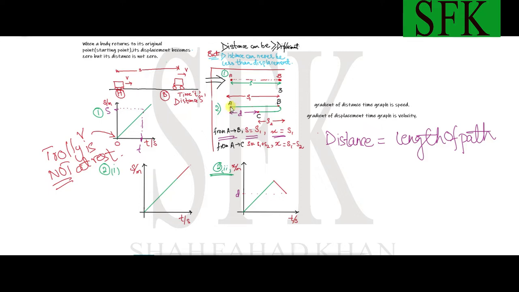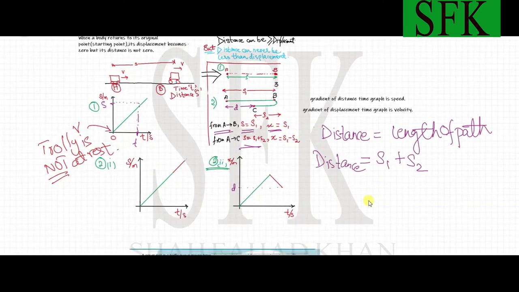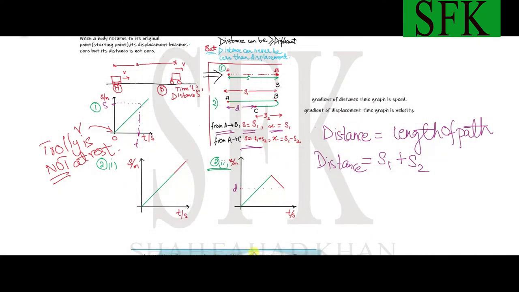So the path that it followed was from A to B first, so we'll take this length, A and B, which is S1, plus the path that was followed from B to C, which is S2. So this is the total distance that it covered: S1 plus S2. Now the tricky part comes here, how to calculate the displacement. Actually it's not that tricky, it's just simple.